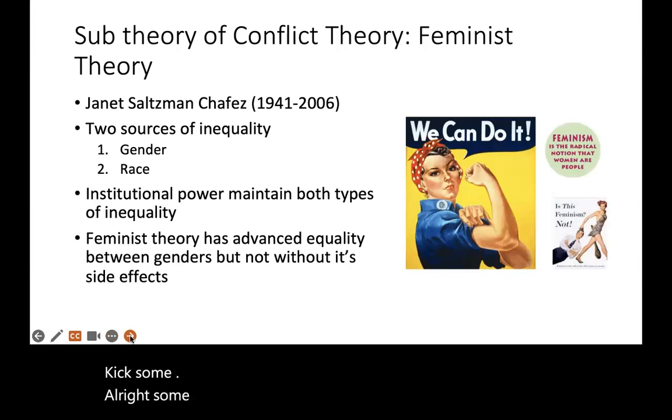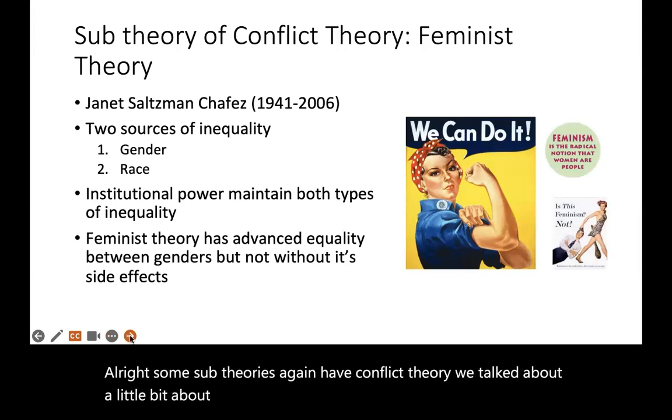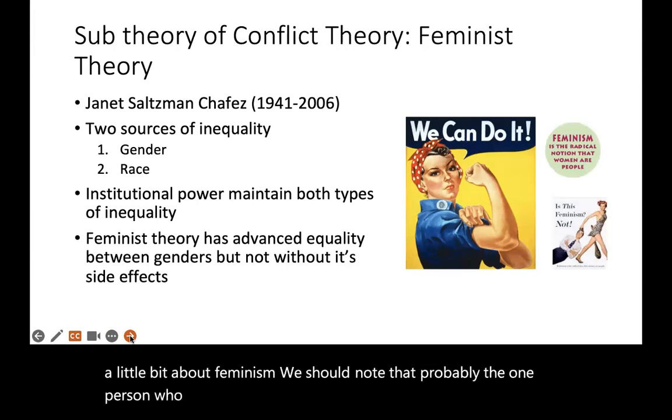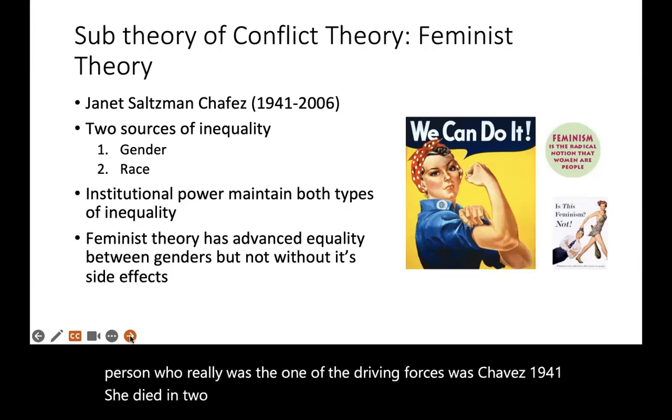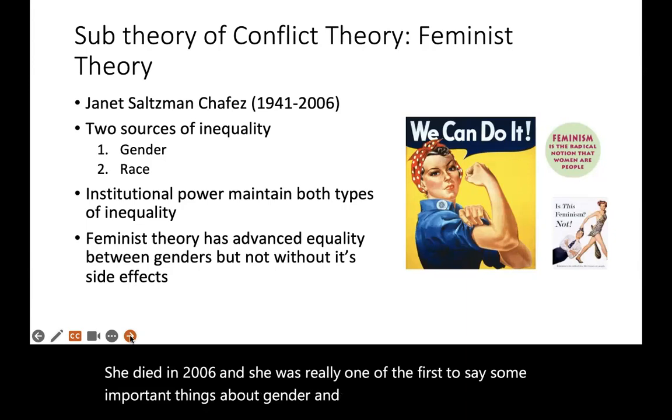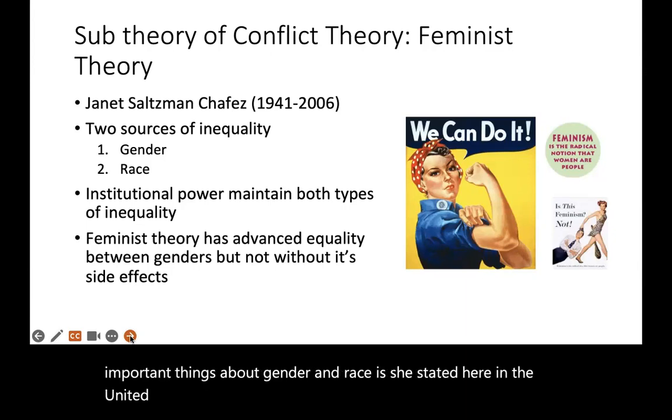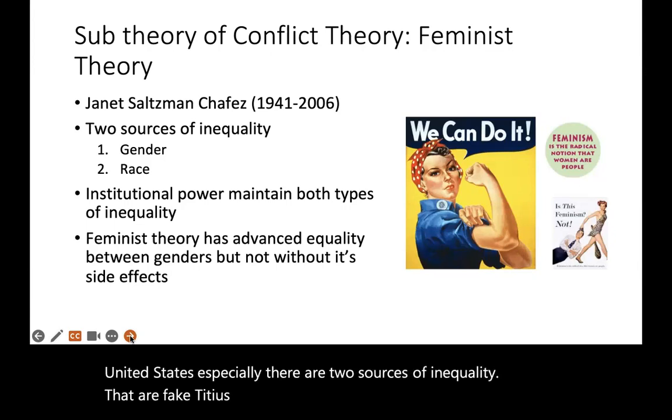Some sub-theories, again, of conflict theory. We talked a little bit about feminism. We should note that probably the one person who really was one of the driving forces was Chavez, 1941. She died in 2006. And she was really one of the first to say some important things about gender and race. She stated here in the United States, especially, there are two sources of inequality that are fictitious because they don't exist in reality if we make them up.